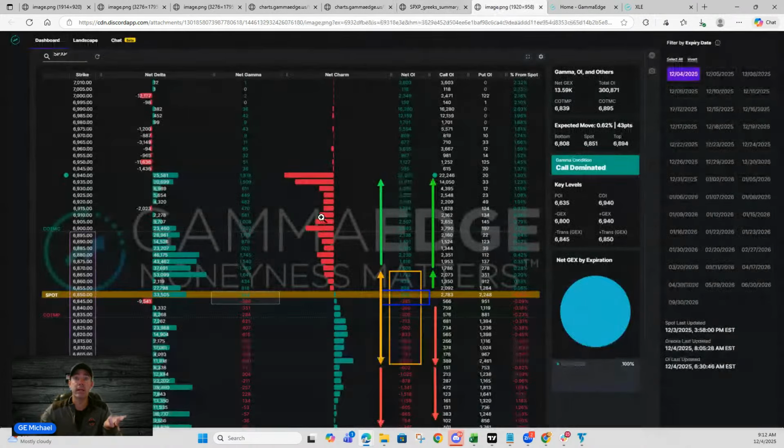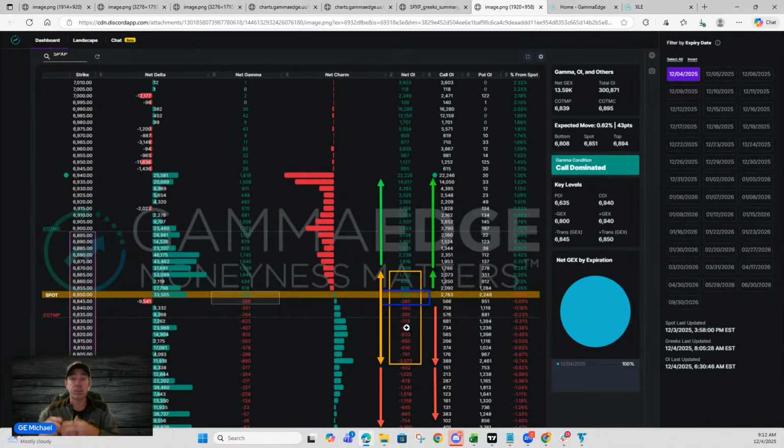All right, moving on to the SPXP 0DT for today. I outlaid the structure on X, so make sure you check that post. We're call dominated, so again, supportive on any pullbacks. 6,800 to 6,850 is our drunken sailor range. All that means is it's a low exposure area. You'll notice the net OI is in the hundreds.